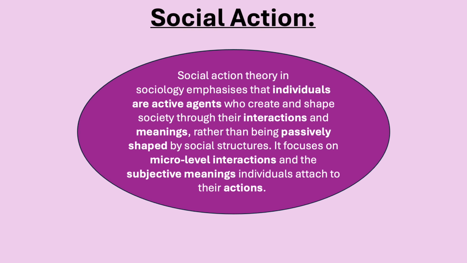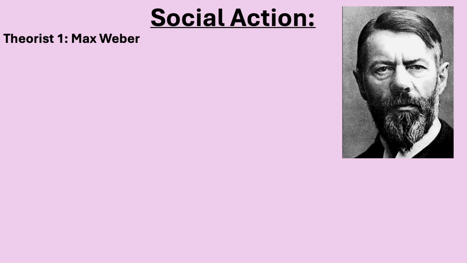Social action theory in sociology emphasises that individuals are active agents who create and shape society through their interactions and meanings, rather than being passively shaped by social structures. It focuses on micro-level interactions and the subjective meanings individuals attach to their actions. So they take a bottom-up approach rather than a top-down approach. Our first theorist is Weber.